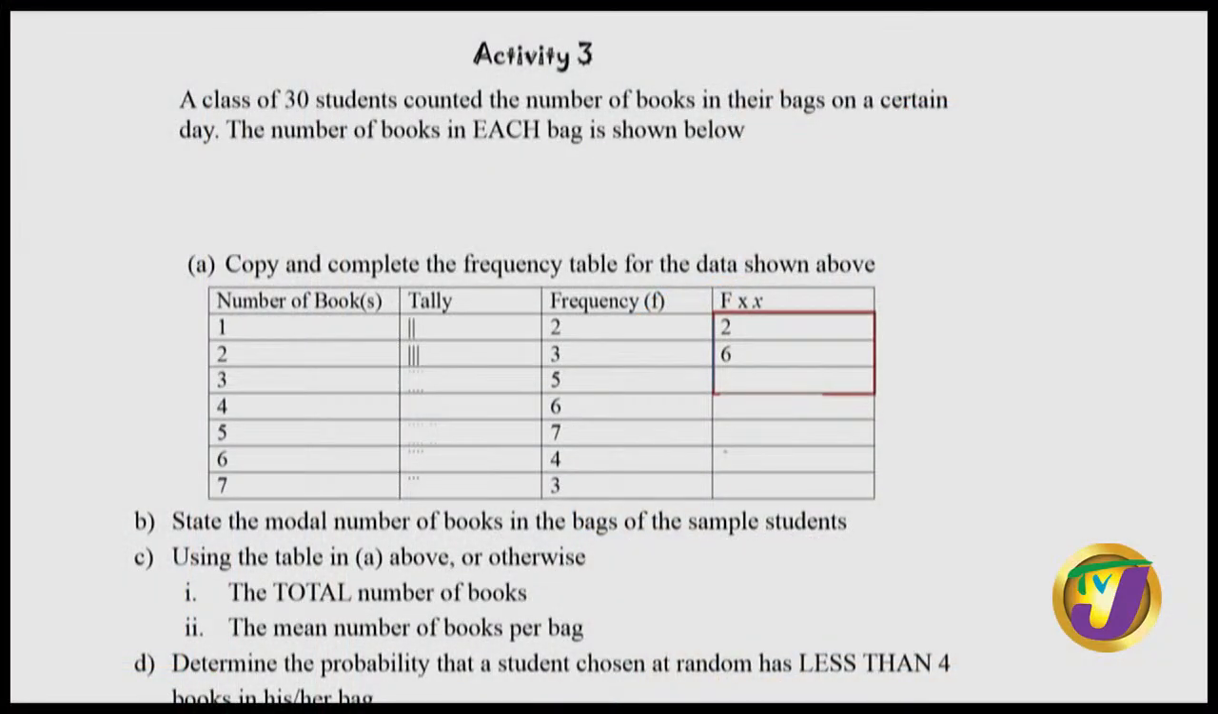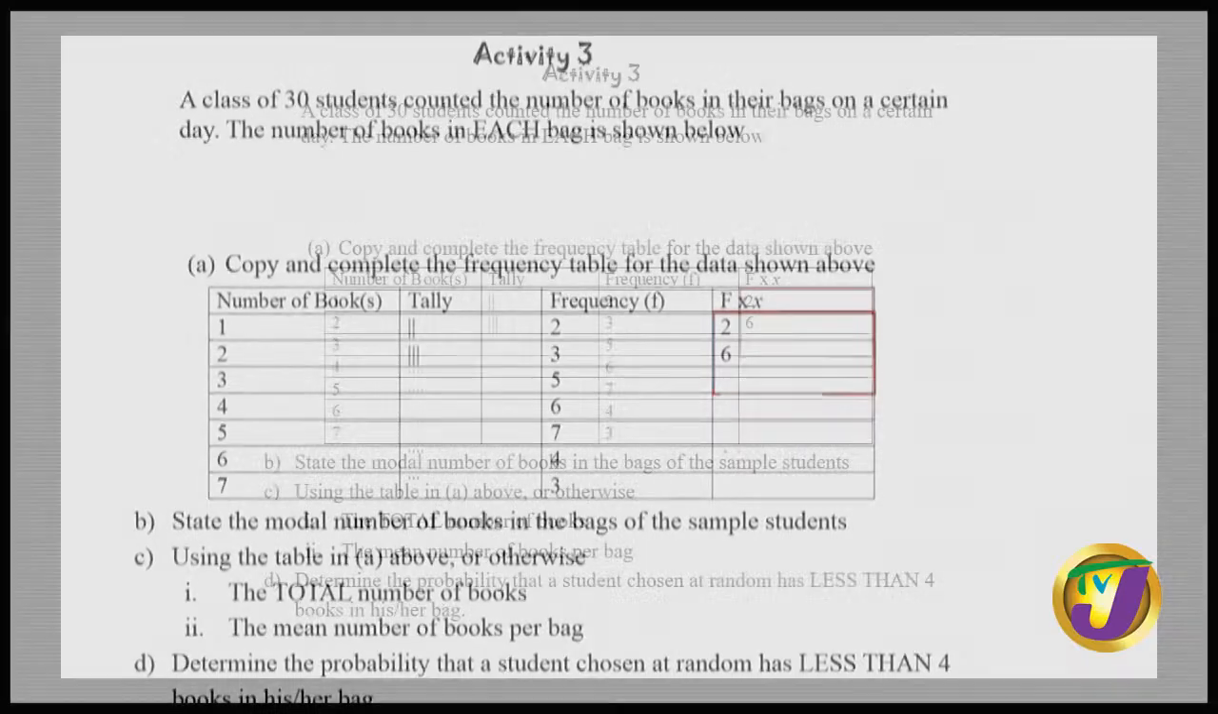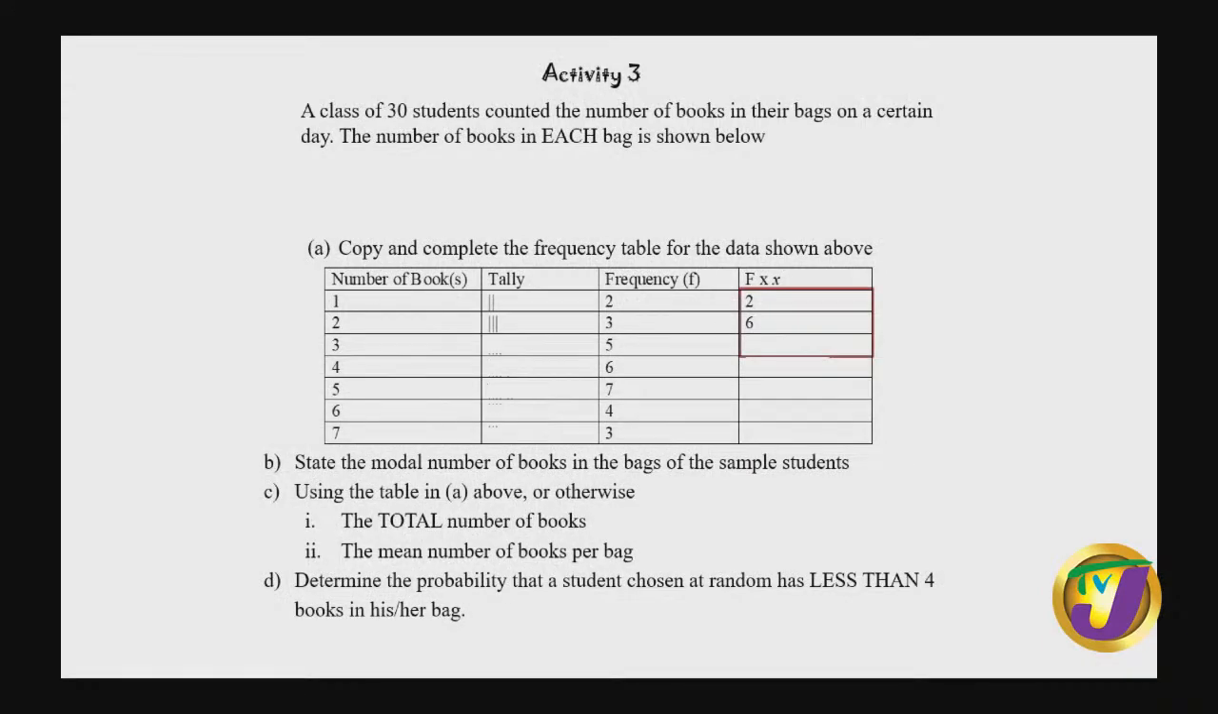Activity 3 looks at a class of 30 students who counted the number of books in their bags on a certain day, and we're now asked to copy and complete a frequency table based on the number of books they had in their bags. If you notice, the maximum number of books the students had in their bags was 7, and the minimum number of books any child had in their bag is just 1.